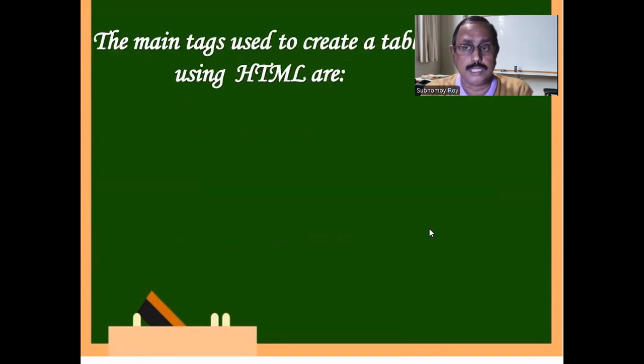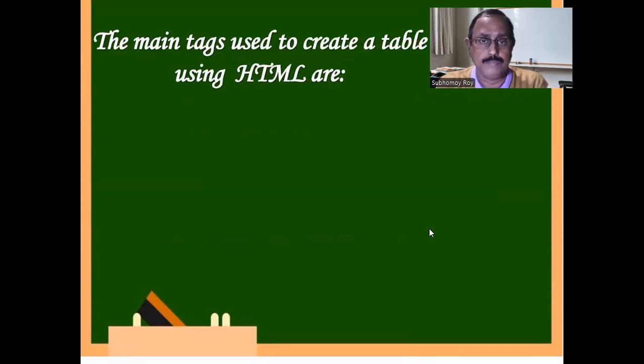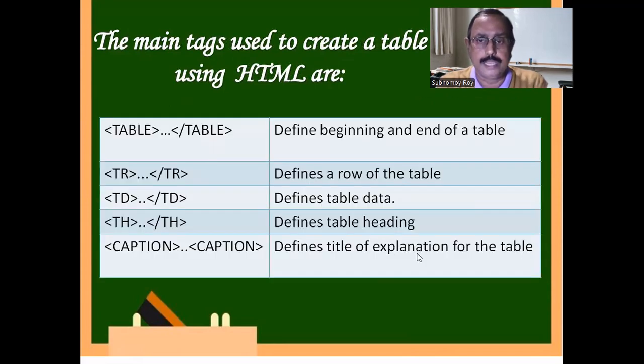Now what are the other tags? There are other tags also, so let us know about the other tags. Again, I have displayed a table also. The first tag is the table tag. It defines the beginning and the end of the table. Just now I said the starting and ending of a table is defined by the table tag. It is a container tag. You can see that. Followed by the tr tag.